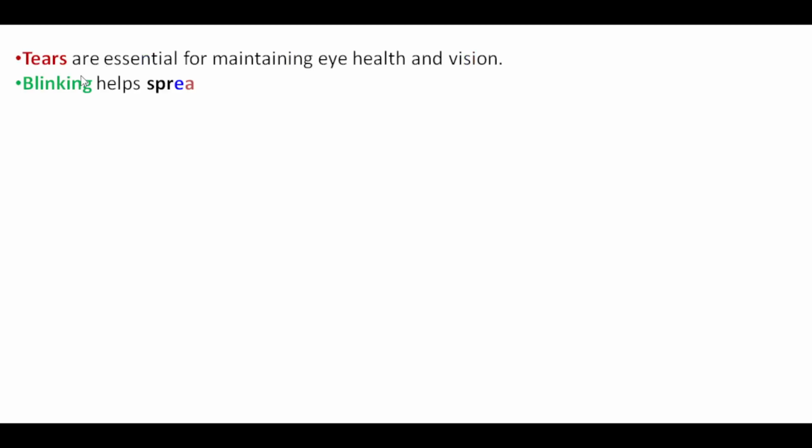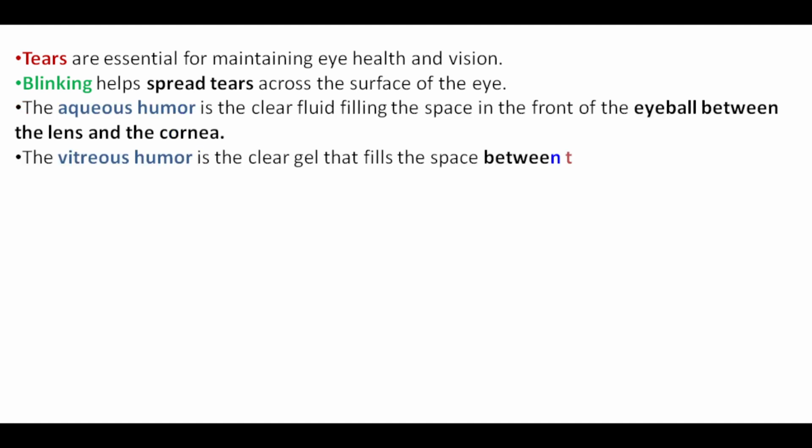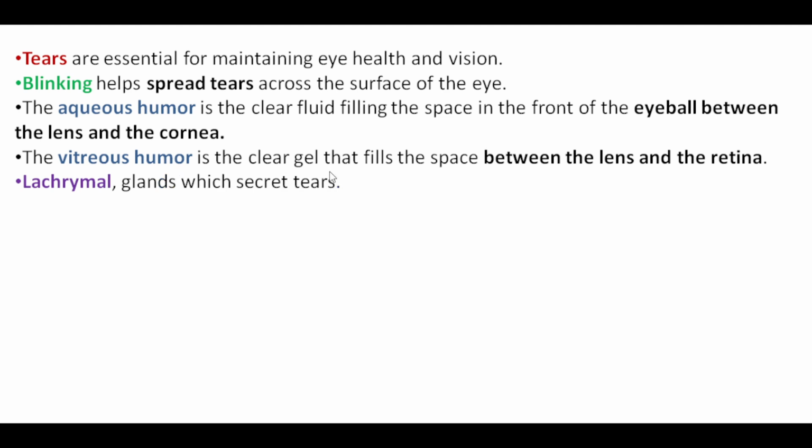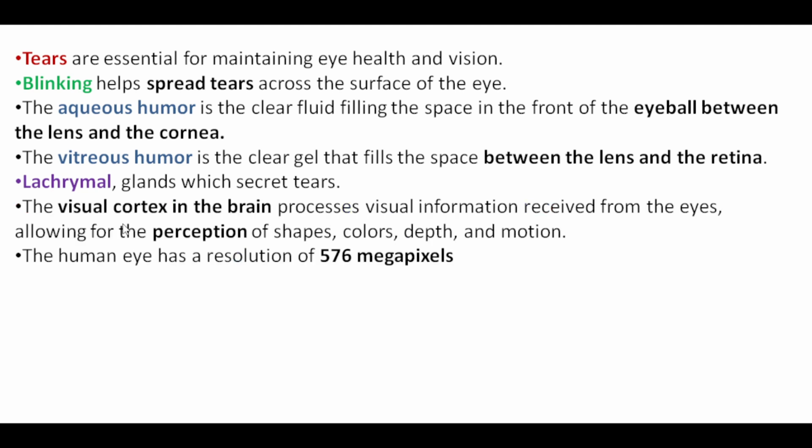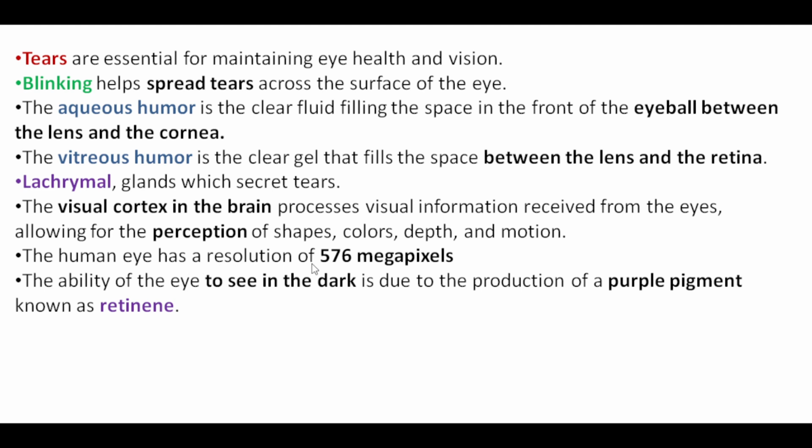Tears are essential for maintaining eye health and vision. Blinking helps spread tears across the surface of the eye. The aqueous humor is the clear fluid filling the space in front of the eyeball between the lens and cornea. The vitreous humor is the clear gel that fills the space between the lens and retina. The lacrimal gland secretes tears. The visual cortex in the brain processes visual information received from the eyes, allowing for the perception of shapes, color, depth and motion. The human eye has a resolution of 576 megapixels.